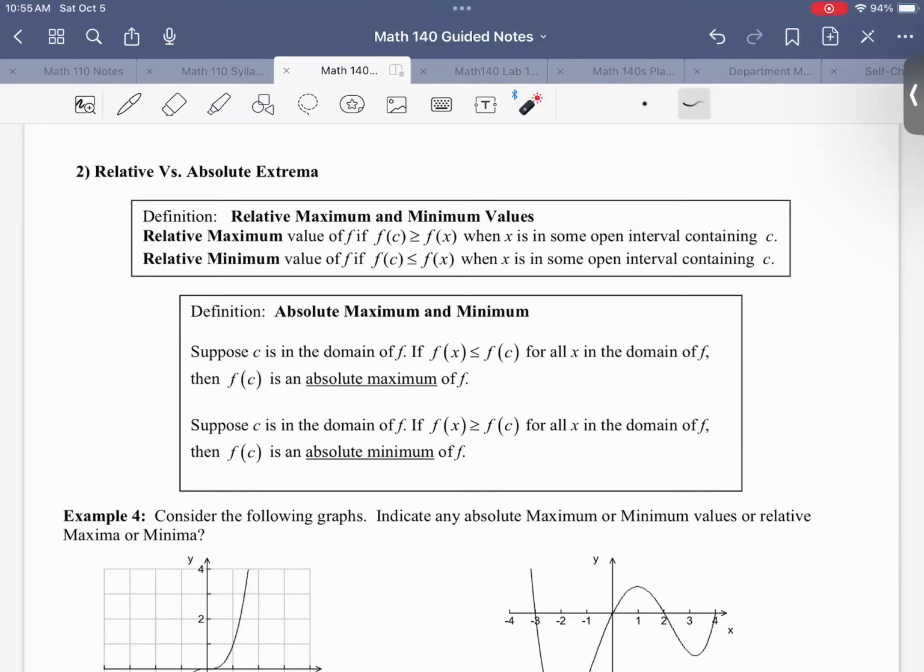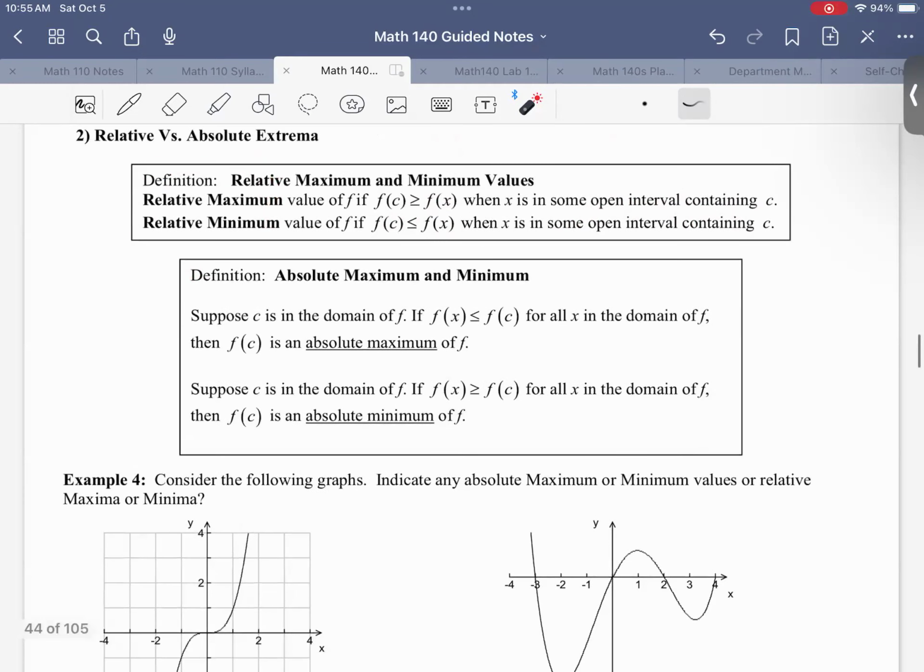when a minimum is smaller than the function in some particular space. Not the entire thing, but in some small little interval. That's why it's called relative, relative to where it's at. But absolute is when it's bigger than everything or smaller than everything. A maximum would be greater than everything in the domain, and a minimum is smaller than everything in the domain.